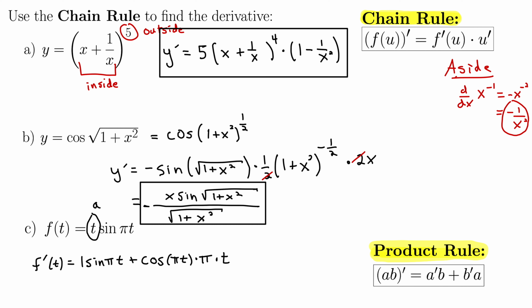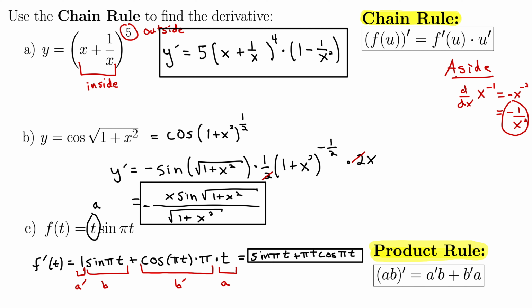So what have we done? Let's just label this up here. This 1 was our A prime, sine pi t was our B, plus cos pi t times pi was our B prime, and then t was our A, just in terms of the product rule. And we can clean this up a little bit, though this answer is actually perfectly fine as it's written. So I don't even know if we'd want to, but just for the sake of doing something more, let's write it as sine pi t plus pi t cos pi t. That's a slightly better way, maybe, of writing it. And there you have it.